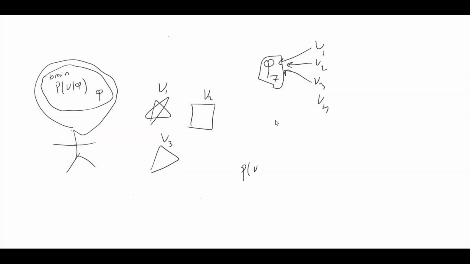So the correct way to do this is via Bayes' rule. However, this integral here for most interesting cases is going to be intractable, and so organisms are not going to be able to use Bayes' rule typically for computing this posterior.